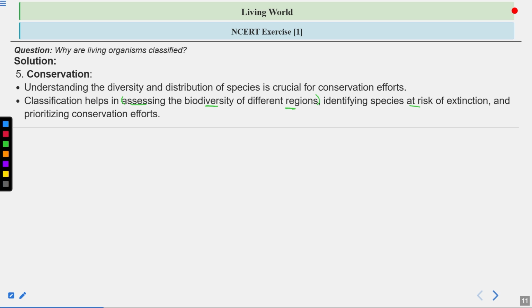Okay, and then you can devise conservation strategies. You can conserve these species. Once you know, okay, these species are at risk of extinction, then you can devise certain conservation strategies so as to protect them.